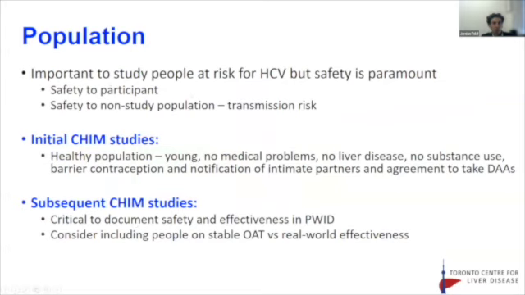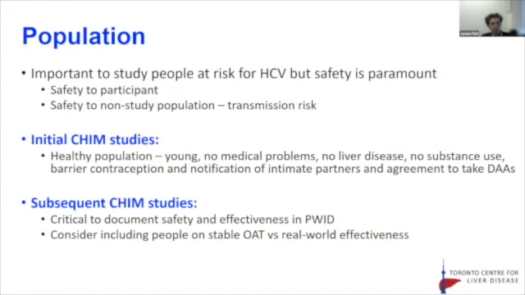It's critically important to study people at risk for hepatitis C, but it's really important to think about safety first in this model. Safety to the participant and safety to the non-study population, really thinking about the transmission risk. Because of this, what we have proposed for initial CHIM studies is that we would really focus on a very healthy population, young, with really no medical problems, no underlying liver disease, no substance use because of the risk of transmission, important notification of intimate partners and use of barrier contraception to prevent transmission within the household, and agreement to take treatment.